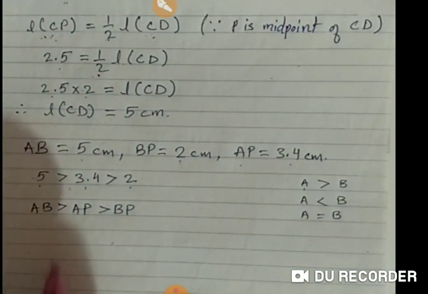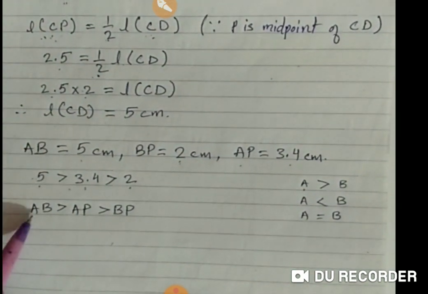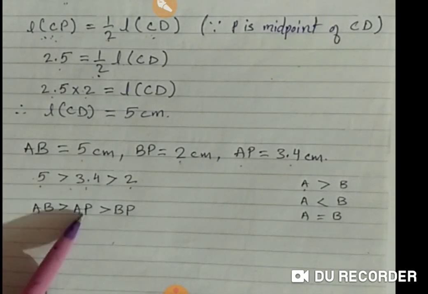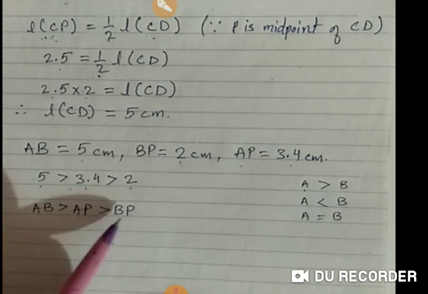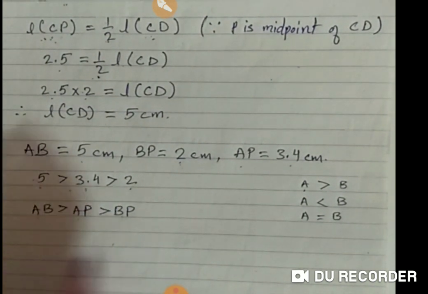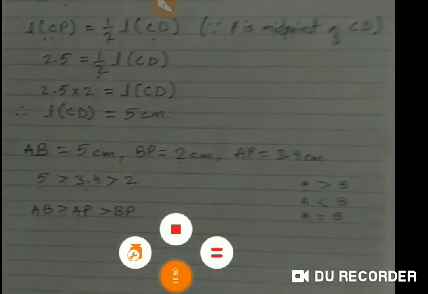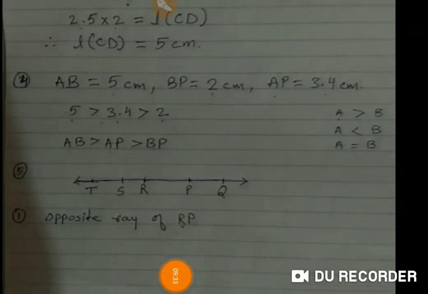What we are saying here, according to this, AB is greater than AP. AP and AB, both are greater than BP. So this is called comparison. So this way you can compare the given 3 segments. Okay.